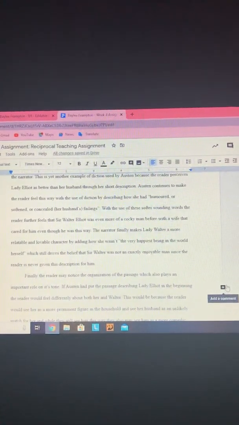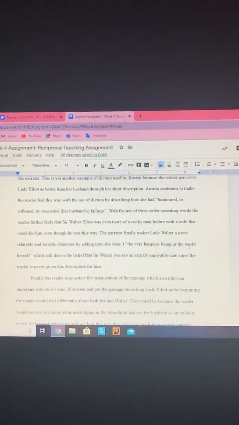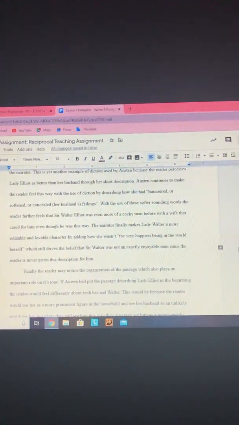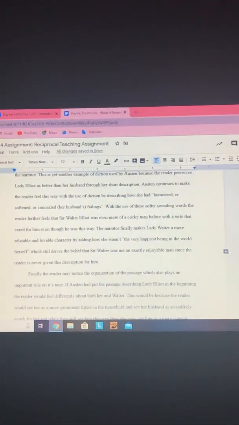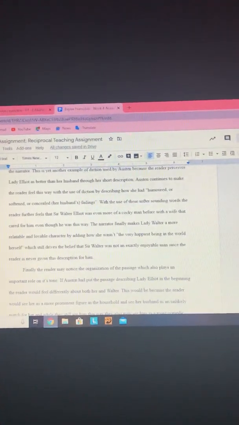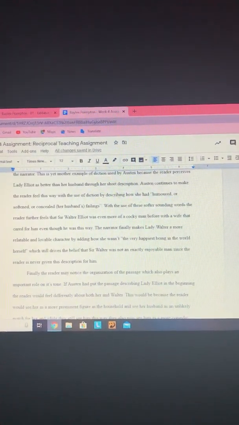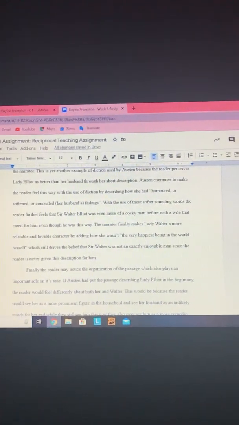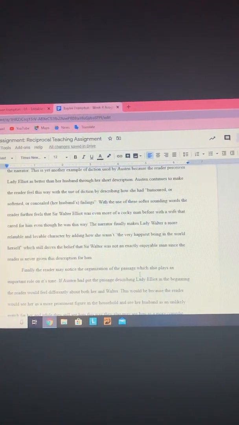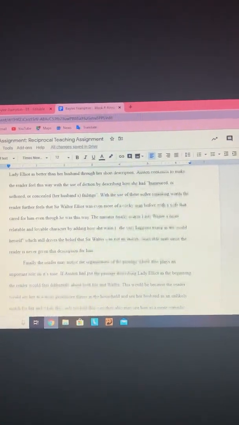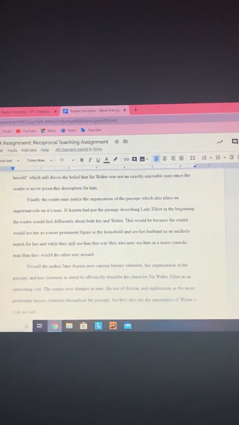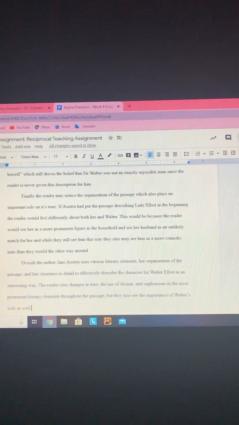The narrator is also finally seen making Lady Elliot a more relatable and lovable character by finally adding that she wasn't the very happiest being in the world herself, unlike how the reader would perceive Walter in himself. And it also makes her more likable and lovable to the reader, since Sir Walter is never given this description.